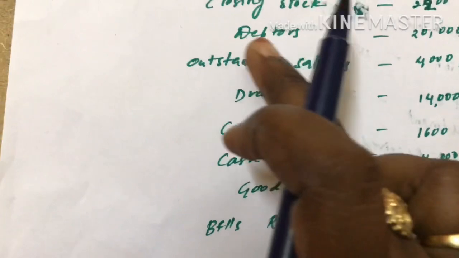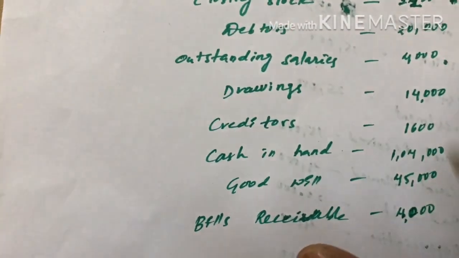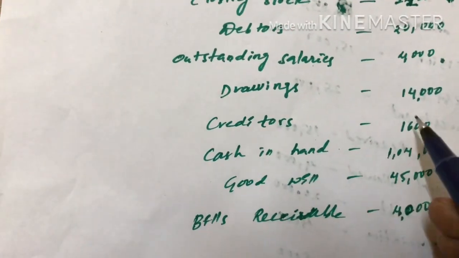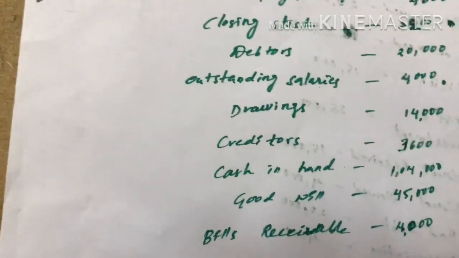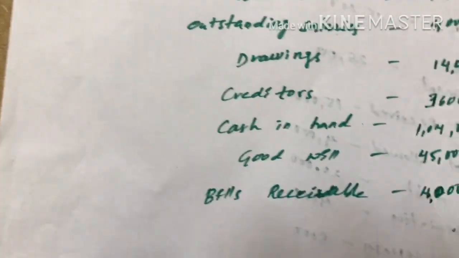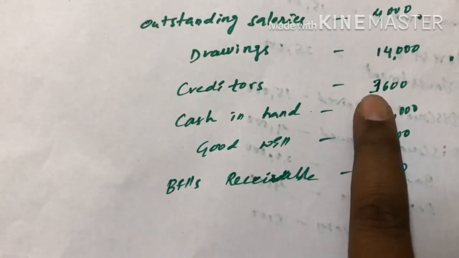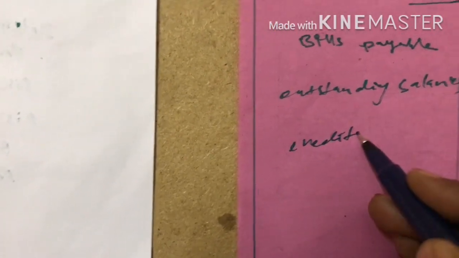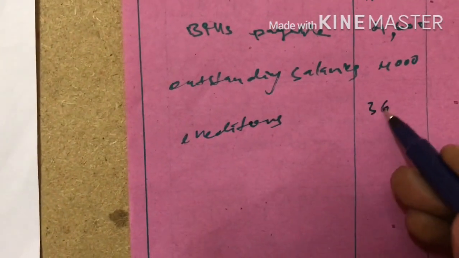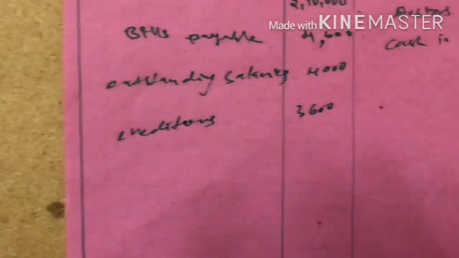So creditors. Here you can see the debtors: debtors you write on the asset side, and the creditors you write on the debit side, sorry, the liability side. The amount is 3,600. So write it in creditors, 3,600.